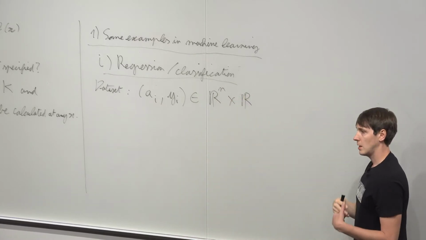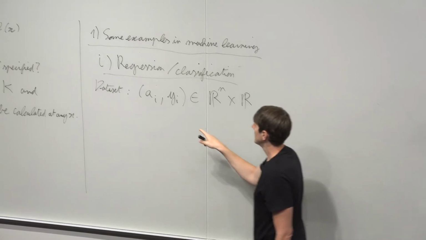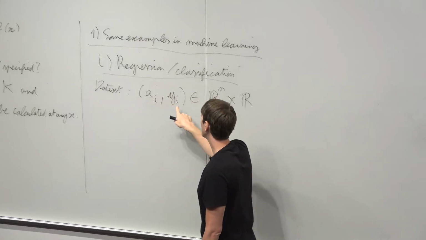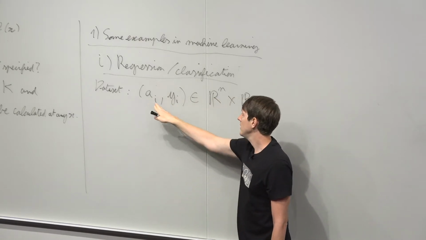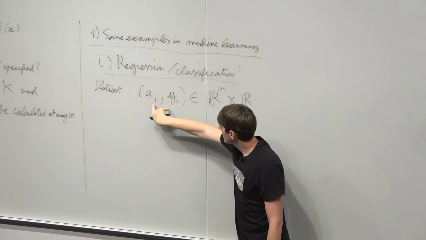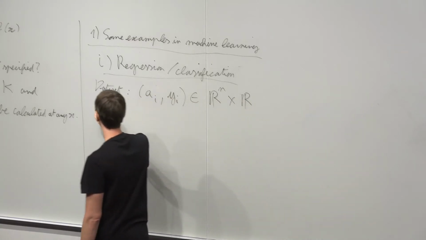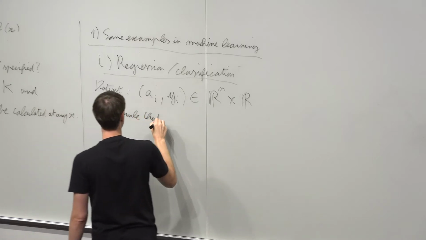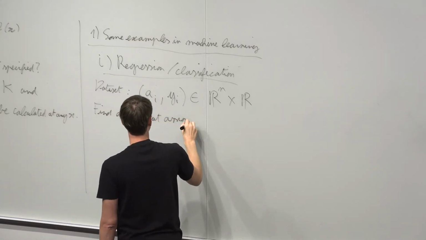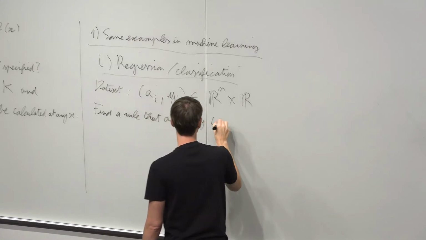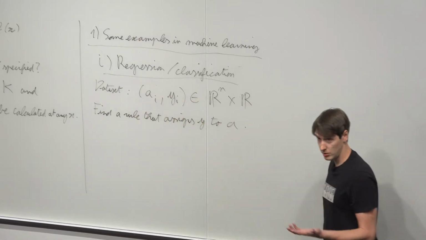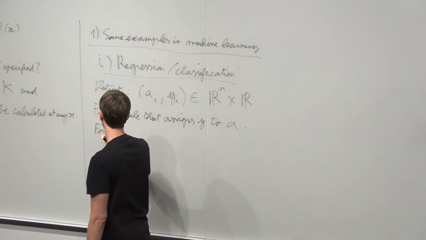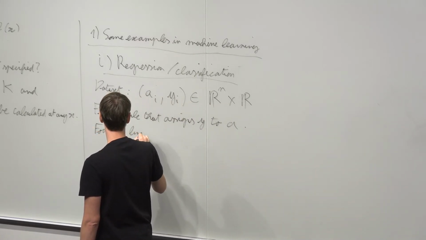And what I want is to build a function, as we were doing with Rob, that takes in input a vector a in R^n, and outputs a y, which should be close to what this map would do. So find a rule that assigns y to a. And what we're going to look at are linear rules. Focus on linear rules.